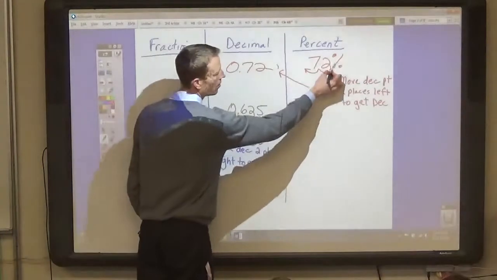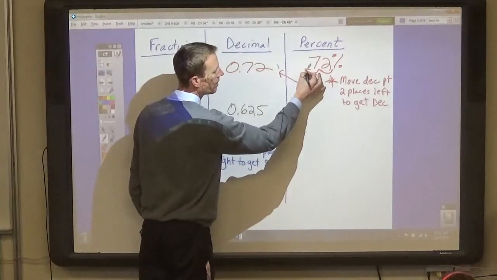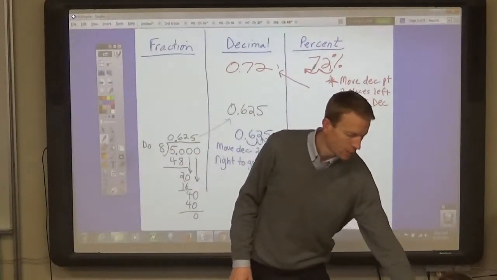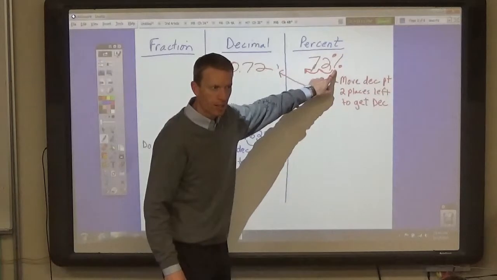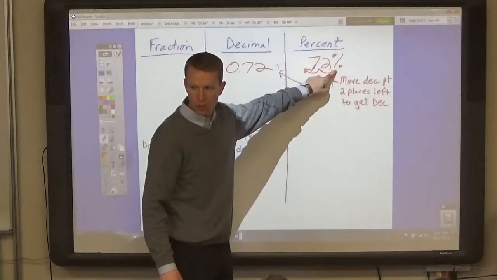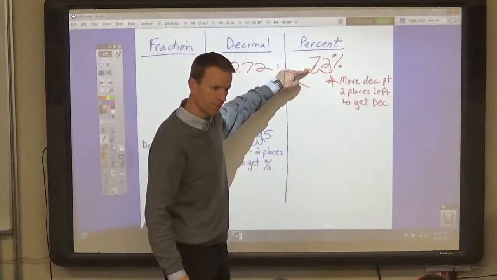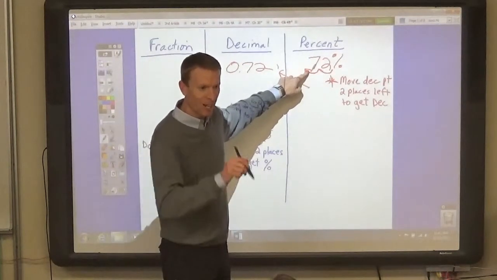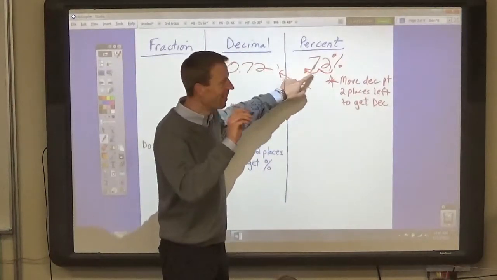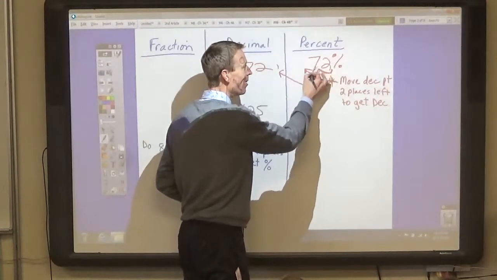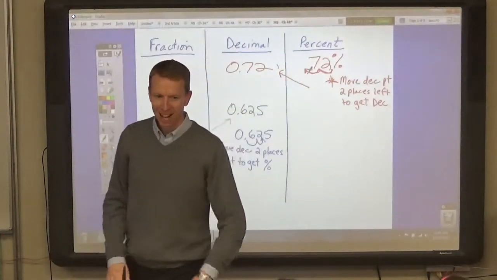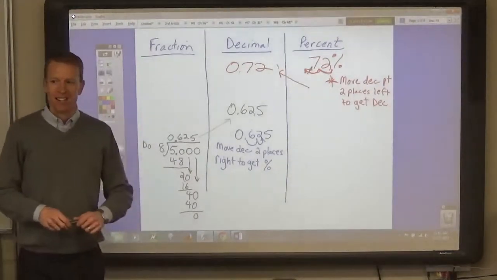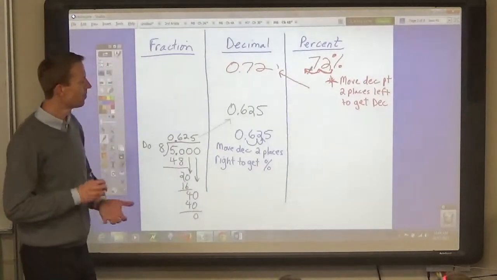First, move the decimal place 2 places. Number 1 on your worksheet. Move the decimal place 2 places like I did. Under the 72%, practice moving the decimal. Pick up your pencil, put a decimal point, and move it over 2 places. Can I be any clearer? Practice moving the decimal.